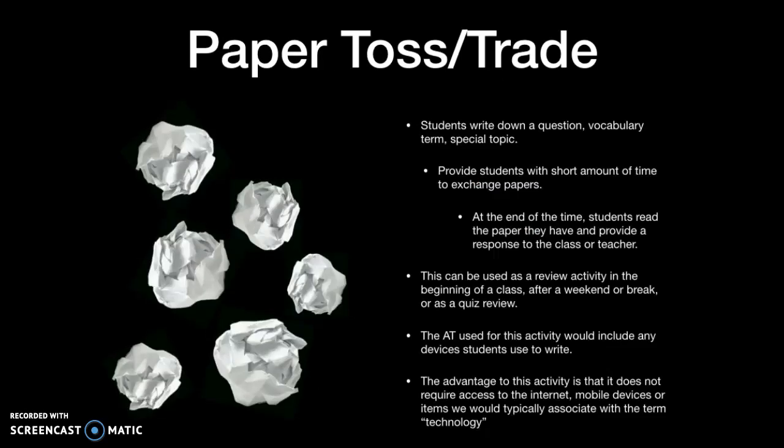The next one is a paper toss or a trade, depending on how you approach the activity. In this case, students would write down a question that they have or a vocabulary term or a specific topic. And then after this, students then are provided with 10-15 seconds of time where they can throw the papers across the room, throw them at each other, or you can have it more organized and have them just keep passing papers to the left or the right, however you'd like to pass them.